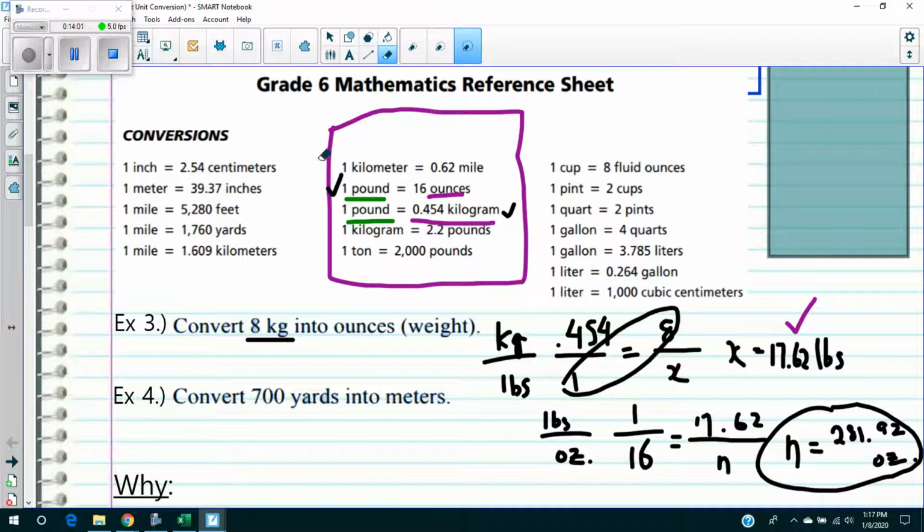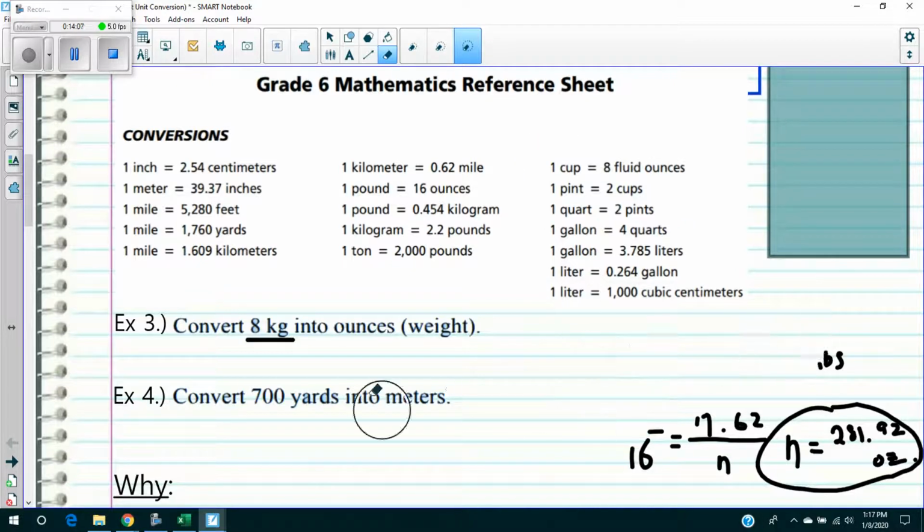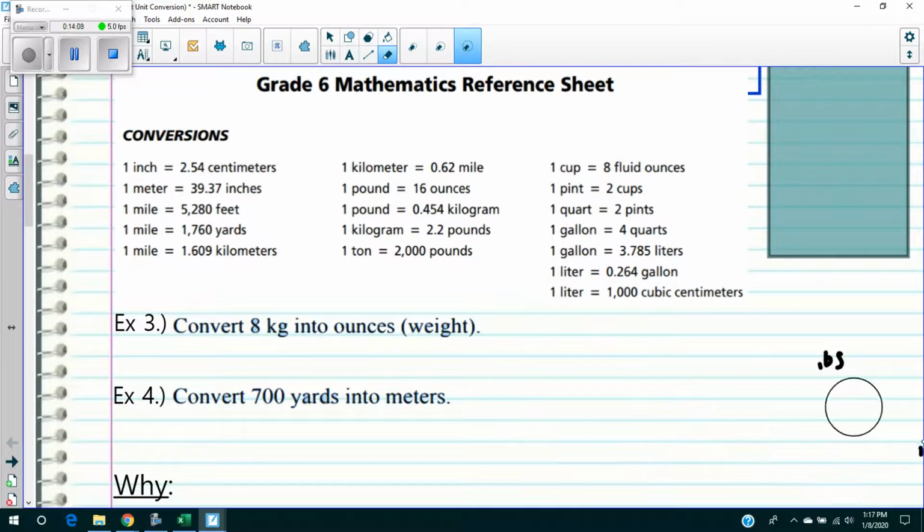Okay, now what's next? All right, number 4 now. Number 4 might be challenging, so let's give it a good old try. Number 4, convert 700 yards into meters. Now, where are my yards and where are my meters? Let me underline them. Yards, I only see yards here. And where are meters? Meters here.